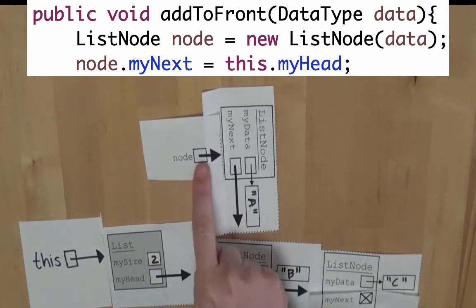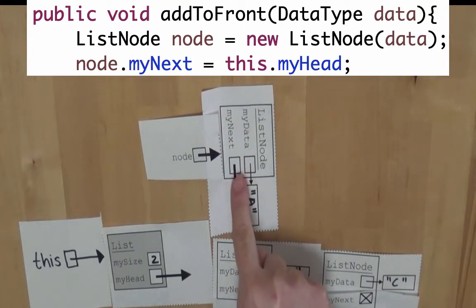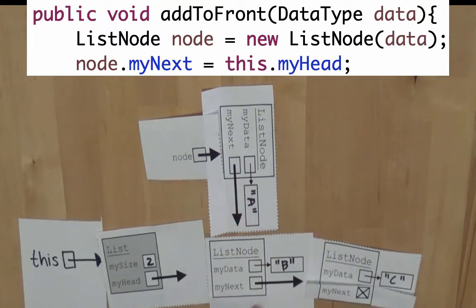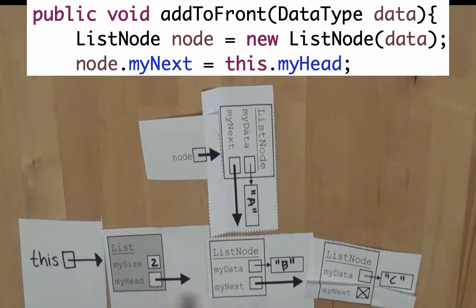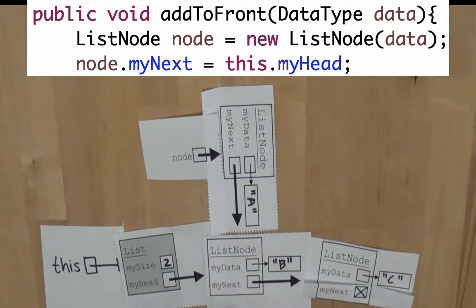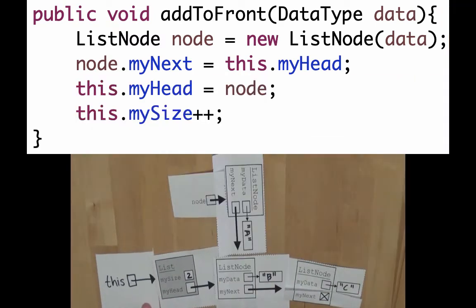So here I said that node.myNext, that variable got the value of whatever was in this.myHead. So it got a copy of that variable, which is just a reference that references that node that contains B. Now I want to change myHead to point to that newly constructed node. To do that, this.myHead, that variable right there, needs a copy of whatever is in that variable named node. So I can say this.myHead, that variable gets the value of node. And a last step is just updating this.mySize to be 1 bigger.